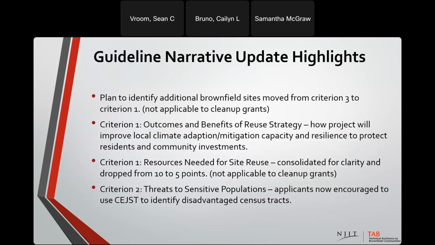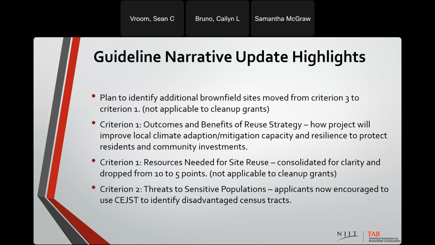So just a quick overview, and again, this has been covered by EPA, of some of the narrative updates for this fiscal year. Every year, EPA reviews the guidelines, and they'll make subtle changes. They haven't done an overhaul in quite some time. I believe the last time was 5 years ago. So they just tweak things here and there. I'll quickly go over that again just to get it stuck in everybody's head, so you remember this if you do decide to apply for a grant.